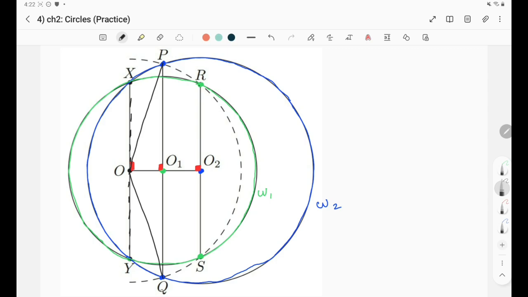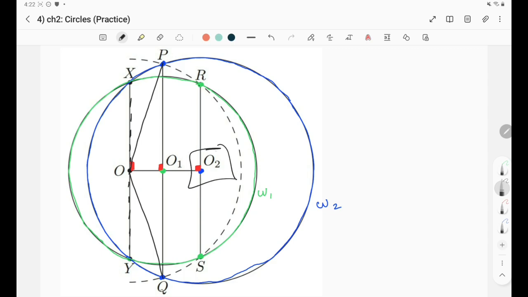The reason is simple. What is the perpendicular bisector of the line PQ, of this line? Well, we already know O1 is the midpoint of it. So we know that this thing actually is the perpendicular bisector for it.